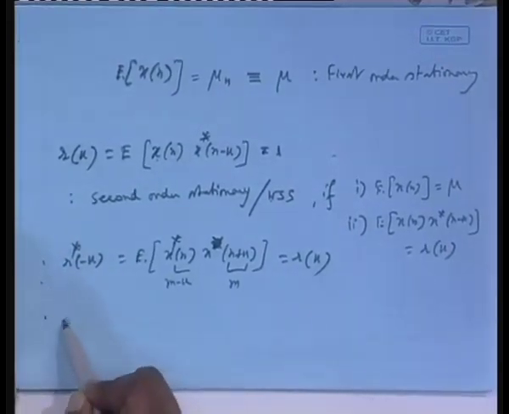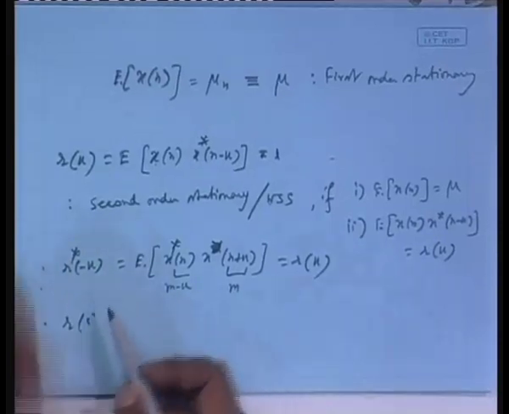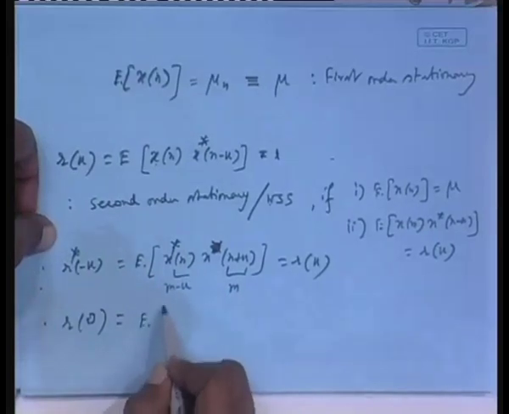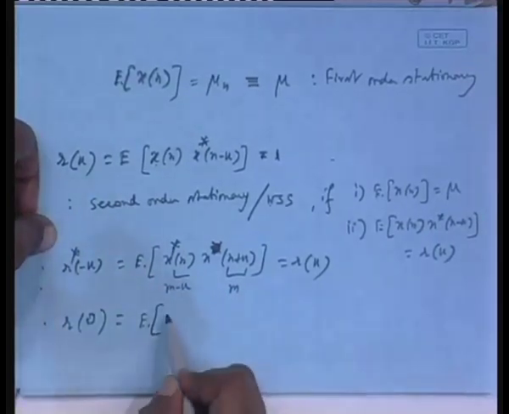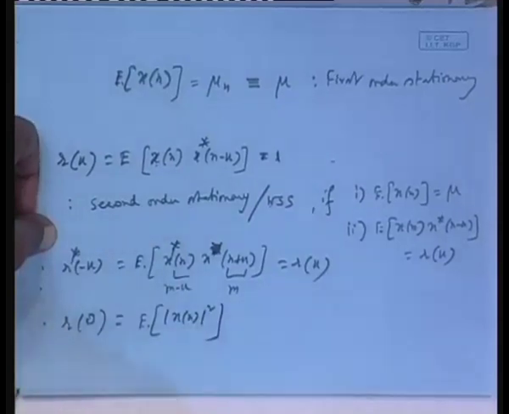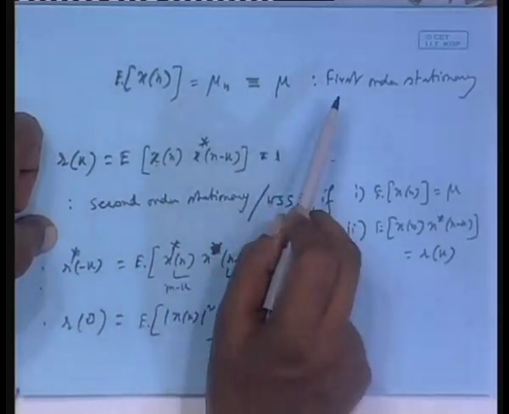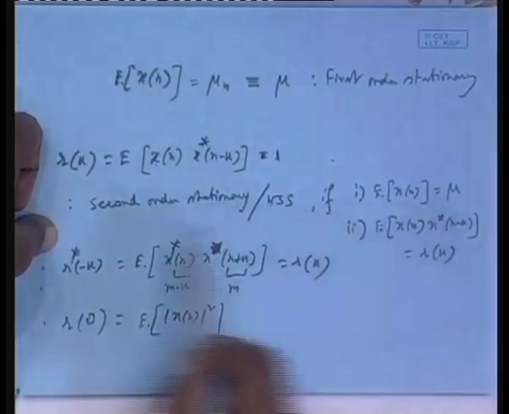Now what is R of 0? R of 0 is the average power, both DC and AC put together, no subtraction of mu. But if it so happens that we are dealing with zero mean processes, that is, all the samples have zero mean and therefore it is stationary in mean, then this is satisfied as a function of k only.